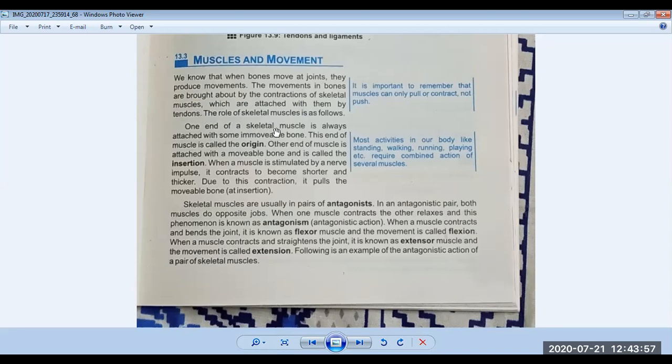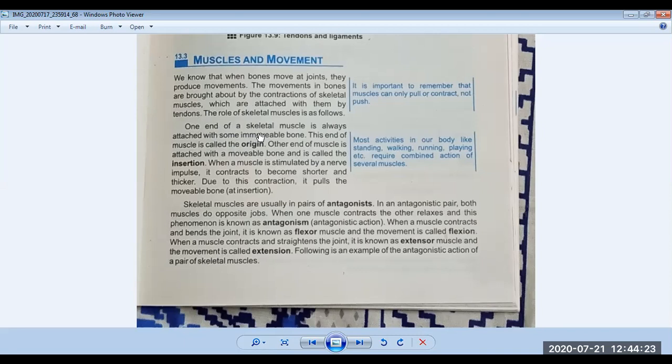One end of a skeletal muscle is always attached with some immovable bone. This end of the muscle is called the origin. So now we will discuss the movement of the skeleton. The first point is origin. This also comes as a short question: what is origin? Define origin. One end of a skeletal muscle is always attached with some immovable bone.